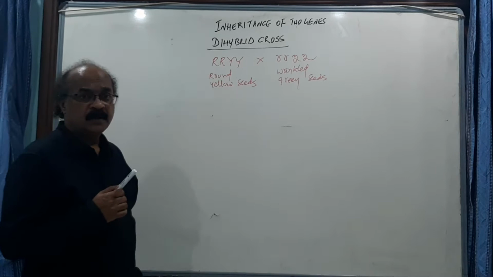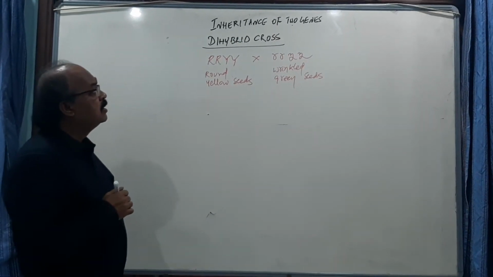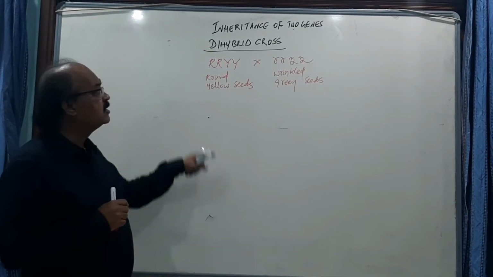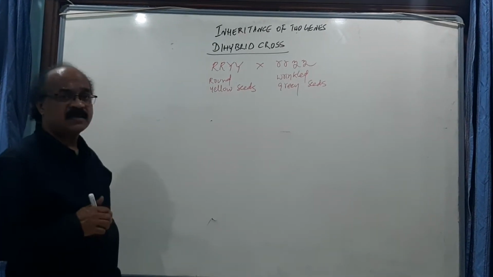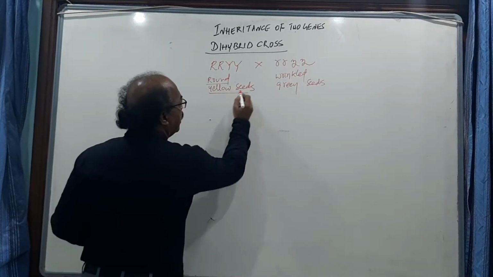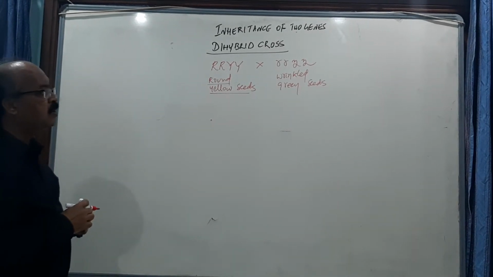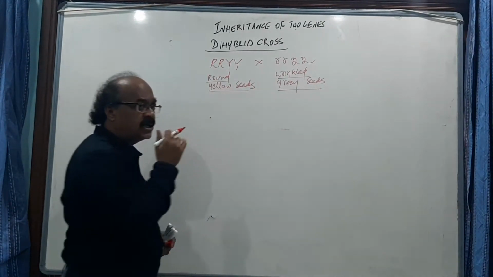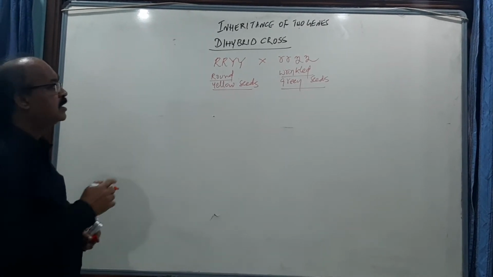In this video, I am going to discuss inheritance of two genes, which is also called dihybrid cross. In pea plant, round seeds are dominant over wrinkled seeds. Yellow seeds are dominant over green seeds. So at a time when we are studying two characters, it comes under a dihybrid cross.